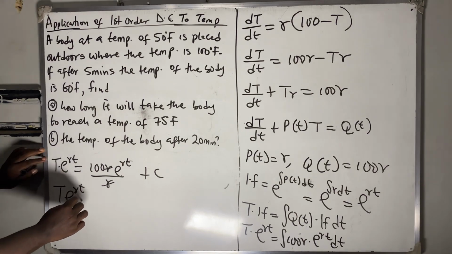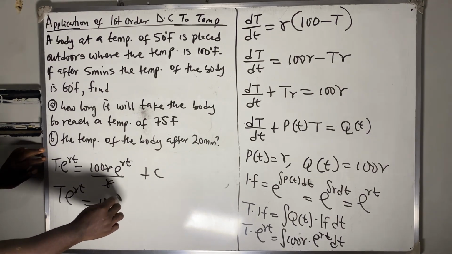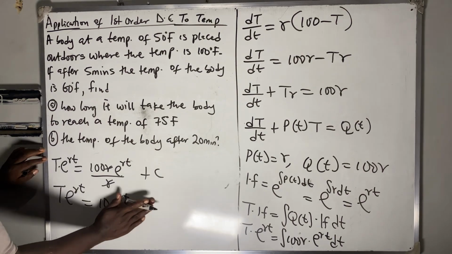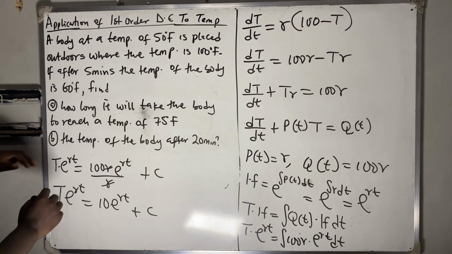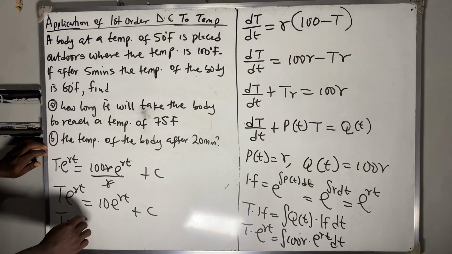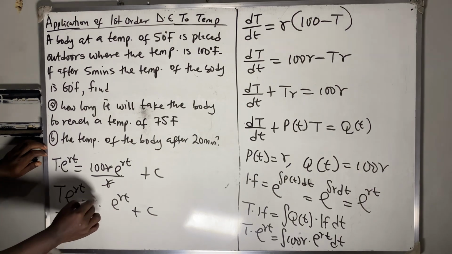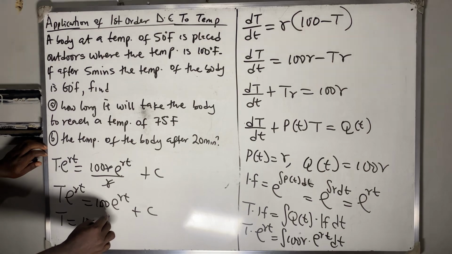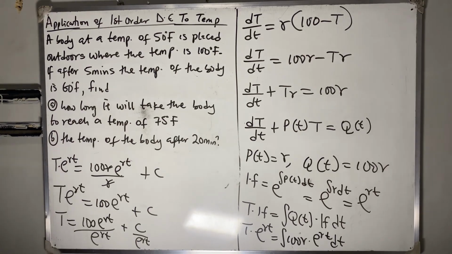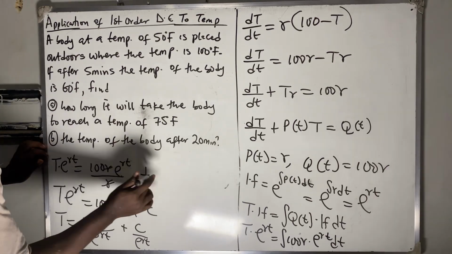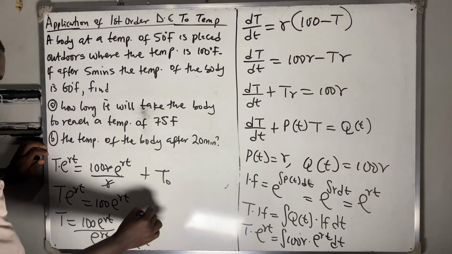Adding a constant, T exponential rt will now be 100 exponential rt plus C. We want to divide everywhere by exponential rt so that T stays alone. We will have 100 exponential rt divided by the same exponential rt, plus C divided by exponential rt. This C, we call the initial temperature, so I'm going to have T naught instead of C.